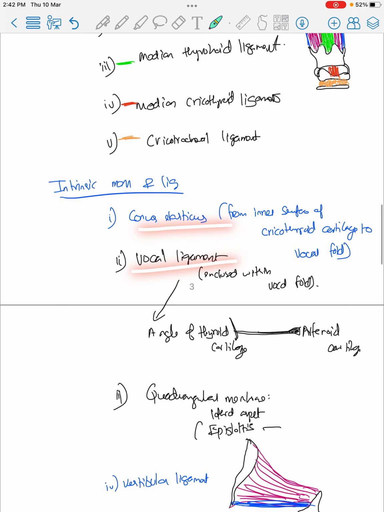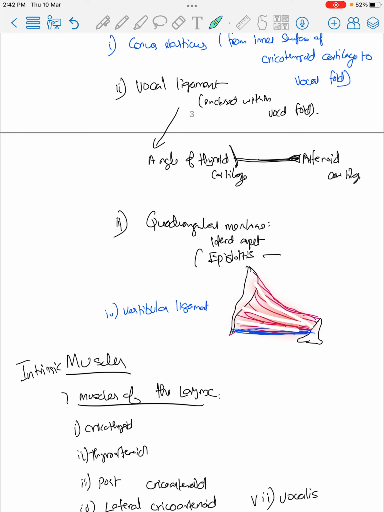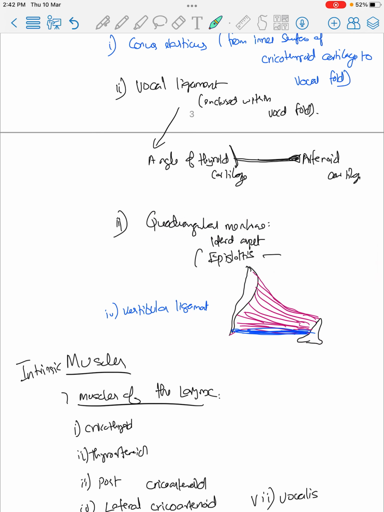Then the vocal ligament, it encloses the vocal fold. When this is the vocal fold, it encloses this vocal fold, it's the vocal ligament. Then the quadrangular membrane. Okay, this attaches the epiglottis to the arytenoid. It is a very important membrane which forms the false vocal cord. Okay, it has a clinical importance. Then the vestibular ligament is present here, covering the vocal fold.